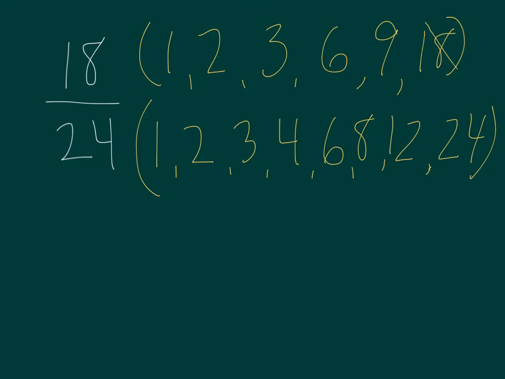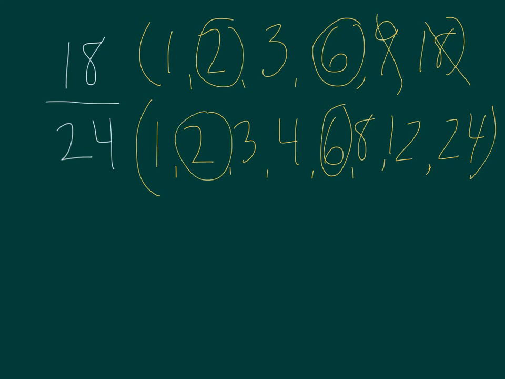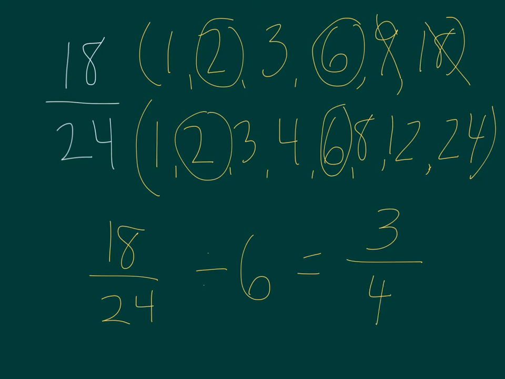So 18, neither of them have that. 9, neither of them have that. But 6 they have in common, and 2 they have in common. So you want to go with the biggest one that they have in common, which is 6. So now I'm going to divide both the numerator and the denominator by 6, and I'm going to get 3/4. And now I know that's in simplest form.